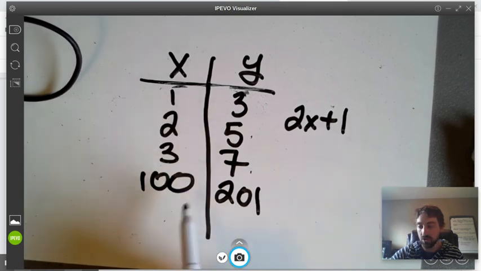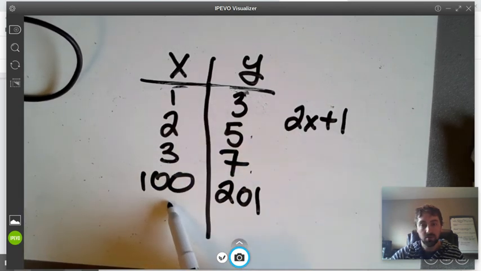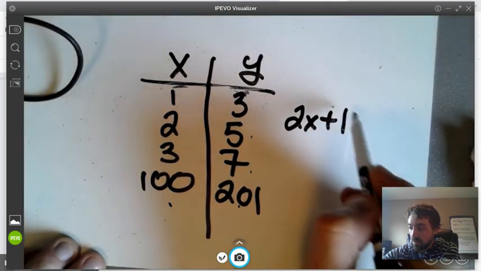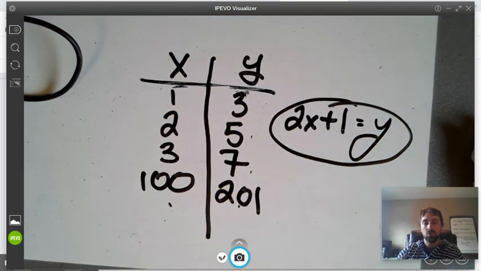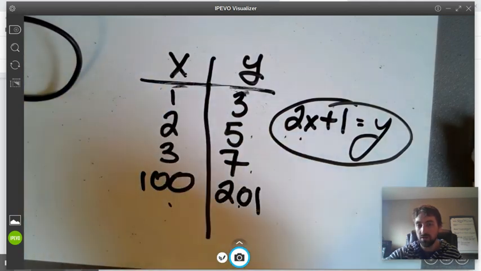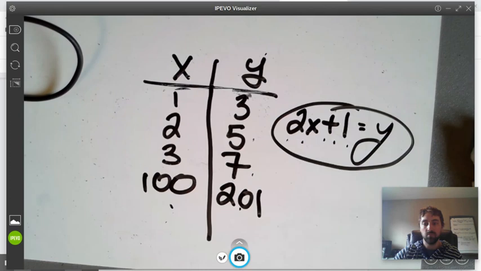So far, so good. Now the big one. 2 times 100 gives us 200 plus 1 equals 201. So this is our final rule. 2 times the variable, the input, plus 1 is equal to y, the output.